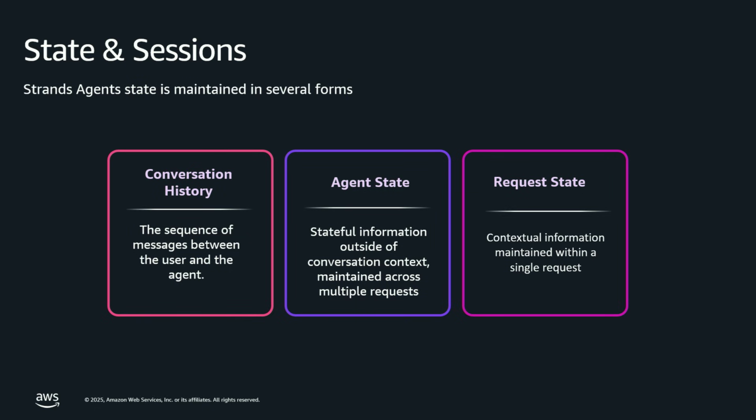Then we have the request state. The request state is the contextual information maintained within a single request. So you can initialize some variables, some information every time you invoke the agent, because this is a loop, and you can put some information right there. For the agent state and for the request state, you can always put some custom information, like prefill some agent state or prefill some request state.